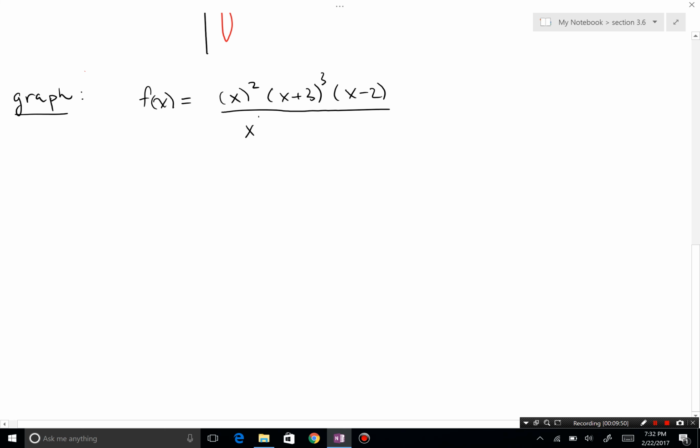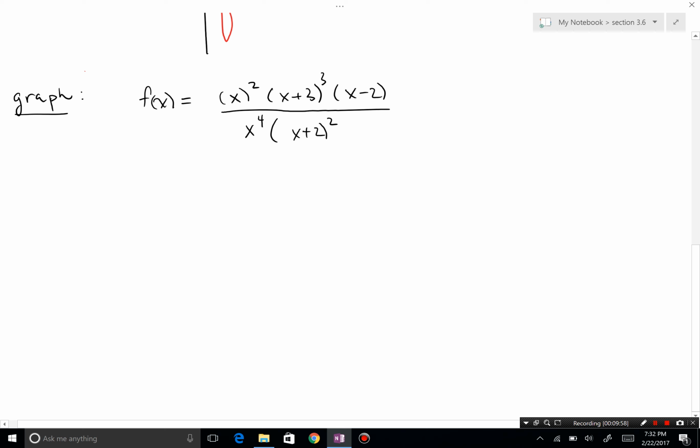Let's say we wanted to graph f of x, but this time I want a rational function. So I'm going to make the numerator this, and then this, same kind of deal, and I'm going to do this. Okay? And now down here, I'm going to make this x to the 4th times (x plus 2) squared. All right, so it looks fairly simple.